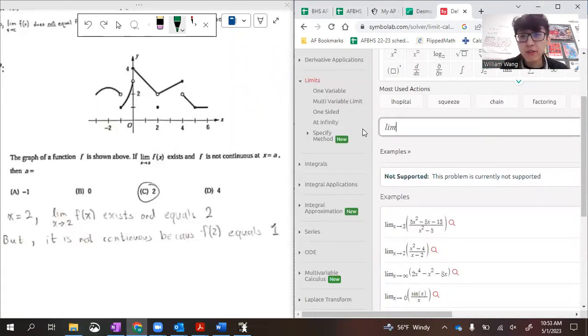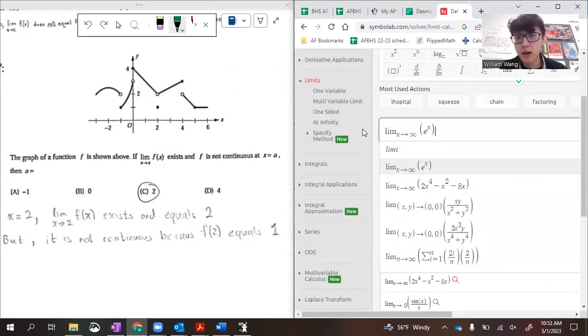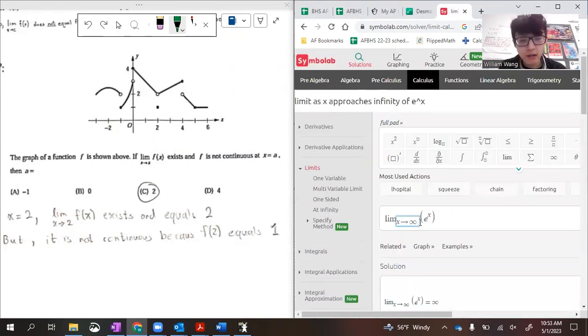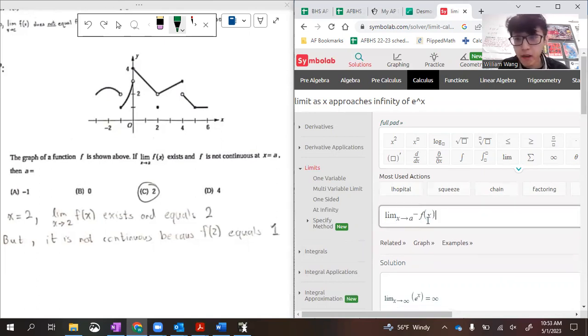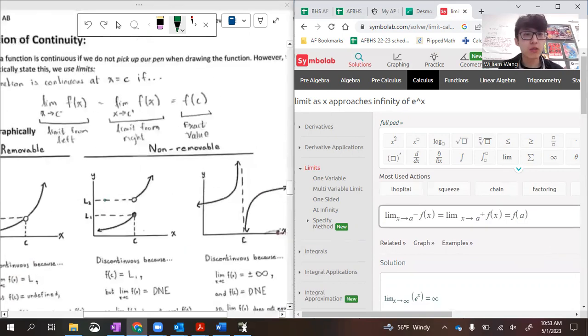So if you remember, my definition of a limit is that as I approach from the left of a function, it must be equal to as I approach to the right of a function. The limit from the left and the right must be equal, right? The one added caveat for continuity is that it must also equal the exact value. So f of a. So three things have to be equal to each other.